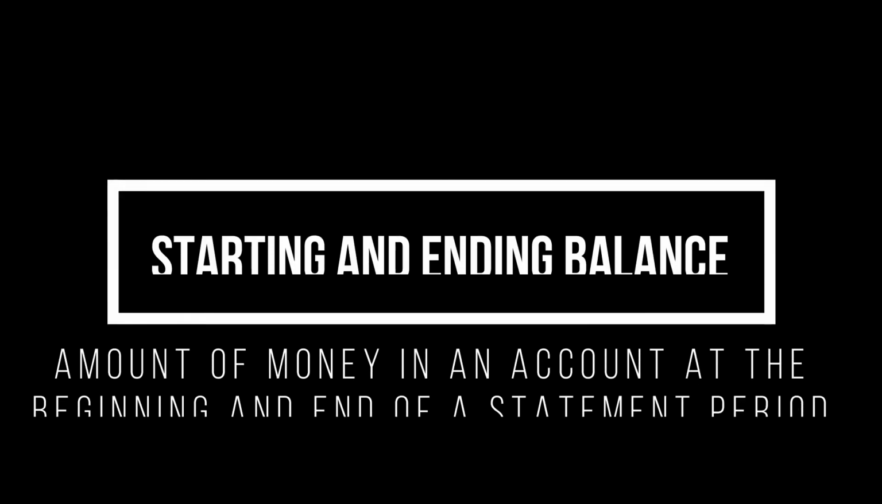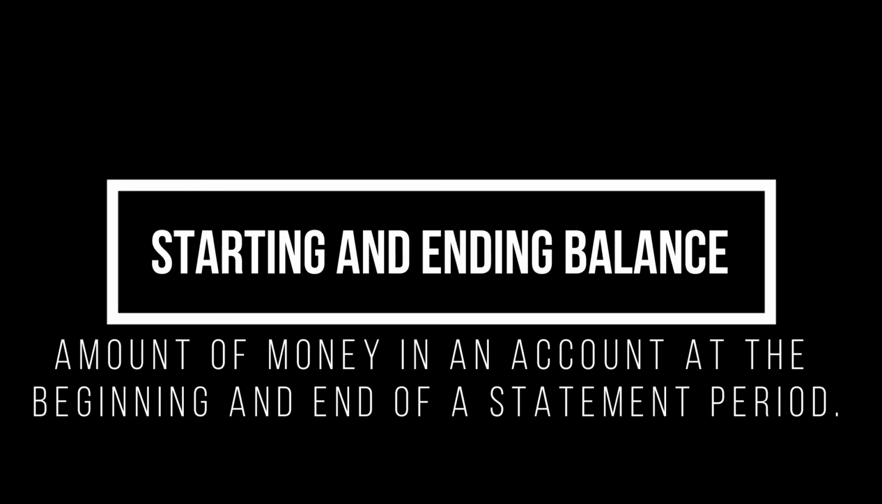The next vocabulary word we have is a combination of starting and ending balances. Now this is the amount of money in an account at the beginning and at the end of the statement period. So at the beginning of the statement period, it shows a balance that was the ending balance of the previous statement, but is now the beginning balance of your current statement. And then after you have all kinds of money going in and all kinds of money going out, whatever happens at the end, that is your ending balance. And that ending balance for this statement will be the starting balance of the next statement.